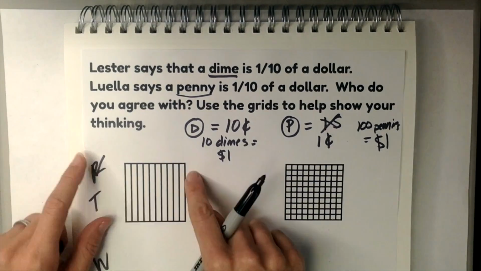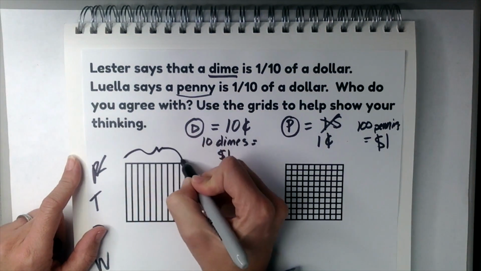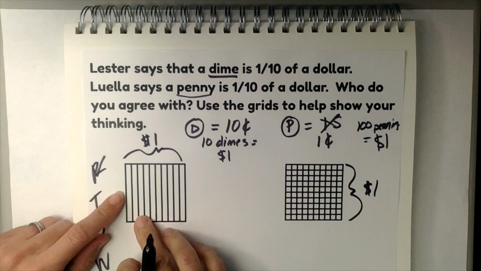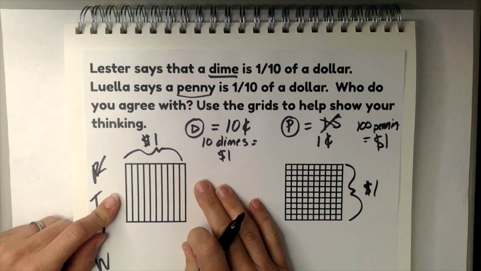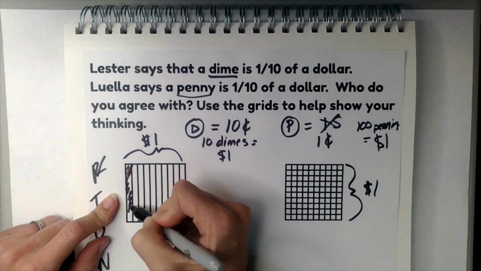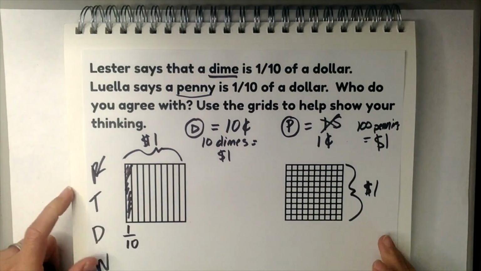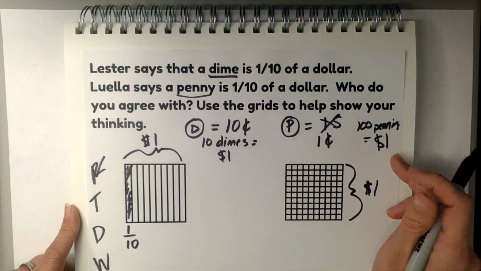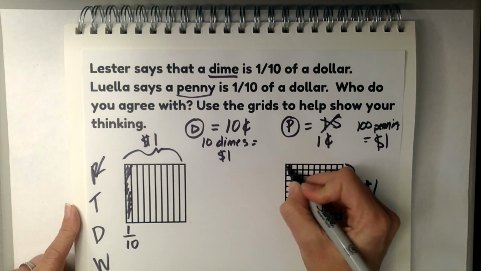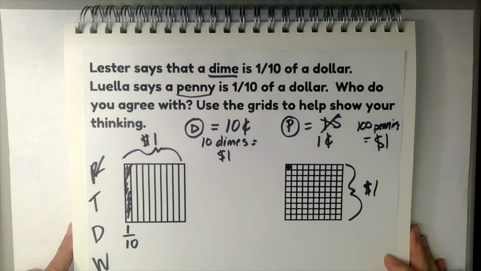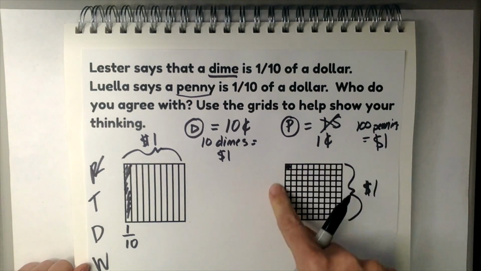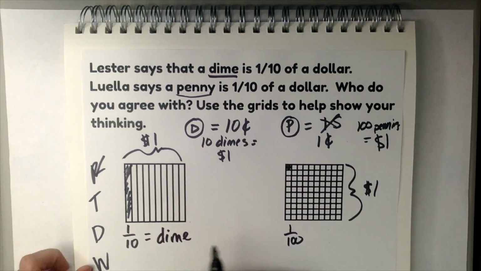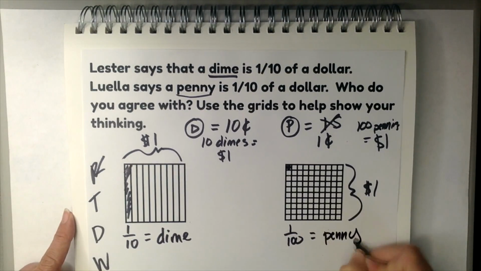So let's use these grids. So this could be like $1. If I make these the whole $1, and this one's divided in 10, and I know dimes are each worth 10. So I'm going to shade in one of these, and that will give me 1/10 of that. Okay, and then this one shows 100, and I know that 1 penny is 1/100th. This is 1 out of 100, and this is 1/10. So a dime is 1/10, and a penny is 1 out of 100.